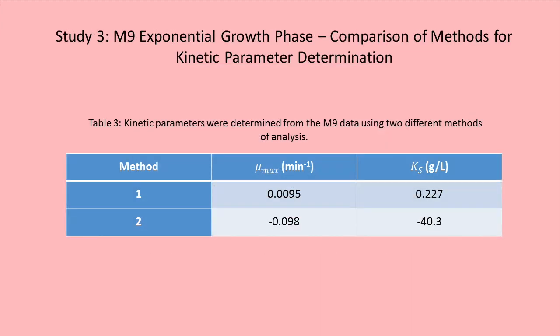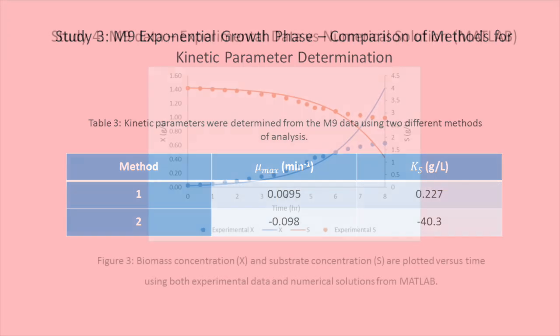Method 1 for calculating the M9 kinetic parameters yielded reasonable values. The parameters from method 2 were negative and therefore not meaningful. This could be the result of insufficient number of data points or inaccurate data.